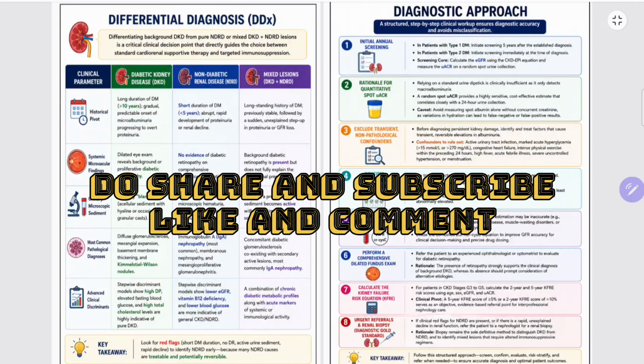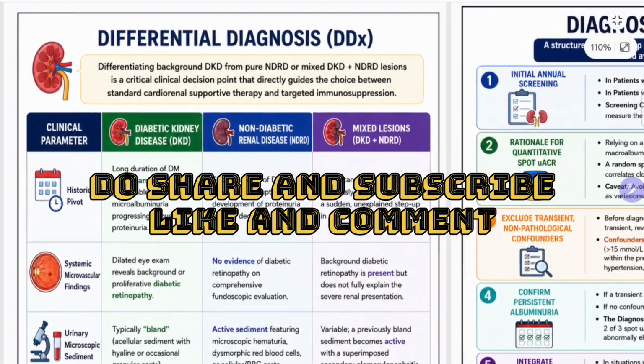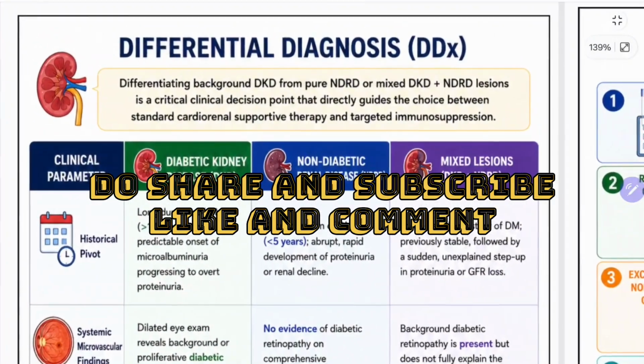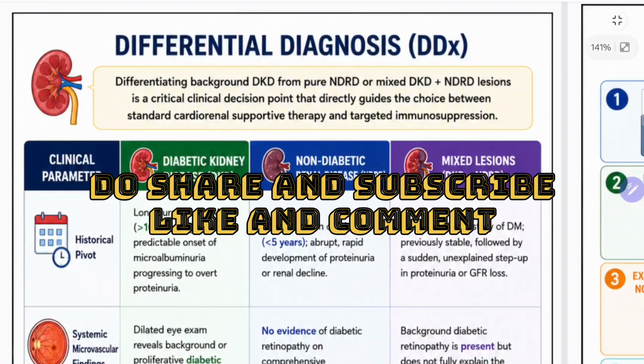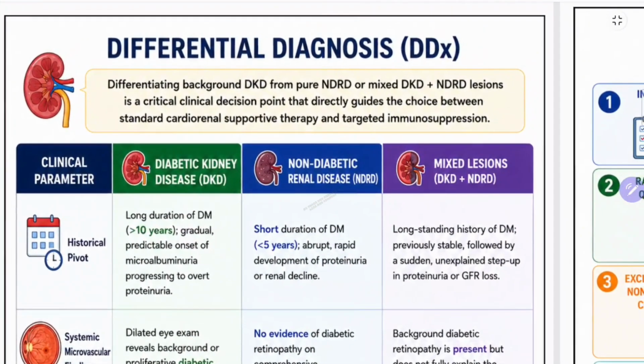So let's continue the topic of diabetic kidney disease. Let's begin with the name of Almighty. So how do you differentiate between diabetic kidney disease (DKD) or non-diabetic renal disease (NDRD) or mixed lesions, both DKD and NDRD?